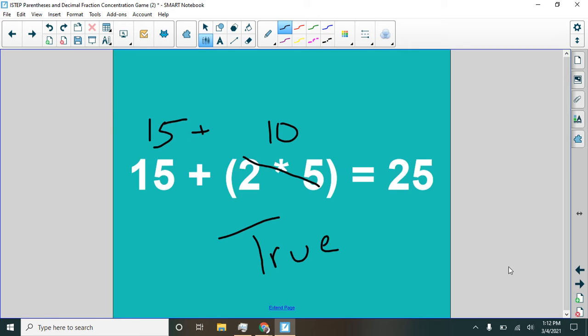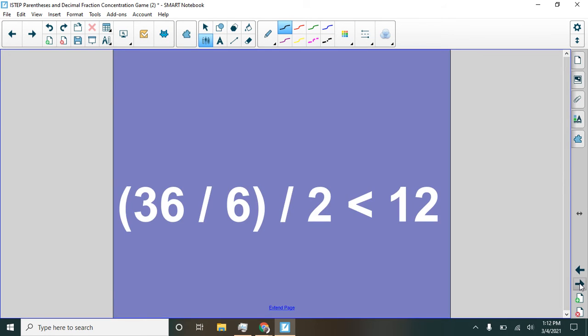Okay, do you see why? This is true because we do whatever's in the parentheses first, and then we see if it all works out. All right, what's something Mr. White had to do here? What's important to remember? Hopefully you talked about parentheses. Whatever's in the parentheses, we do that first.